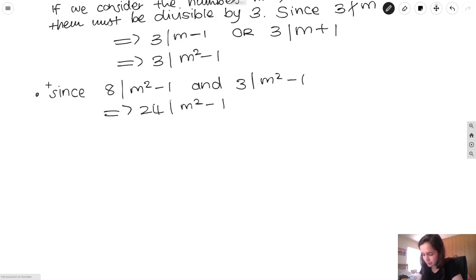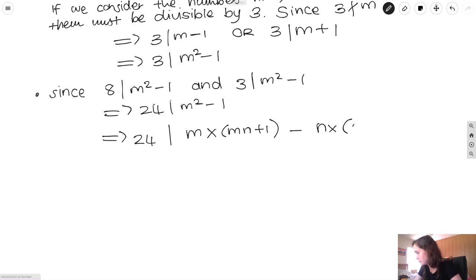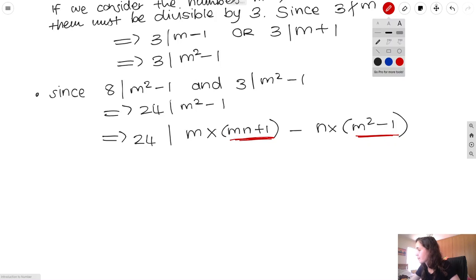What we do from here on, we say that this must mean that 24 will divide m times (mn plus 1) minus n times (m squared minus 1). So in the question we were told that 24 divides this, and now we know this also divides 24. So we know this whole expression will also divide 24. You can look at the properties and you will see that this is true. But let's rewrite this expression now.